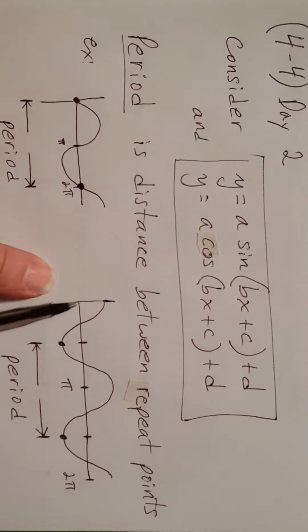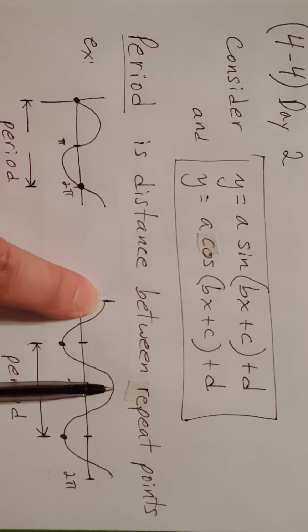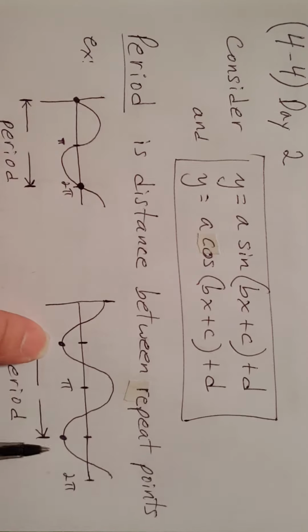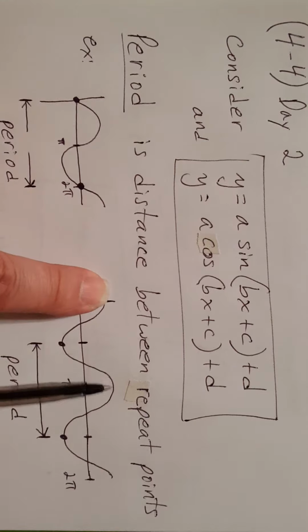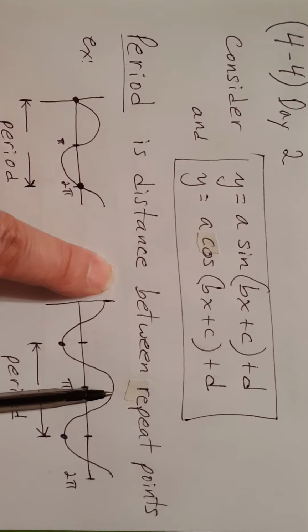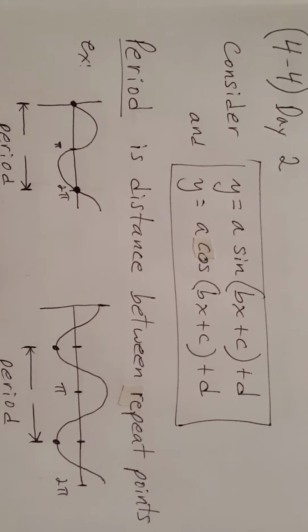Over here, if you look, I changed my scale. It starts repeating right here. We start here and go to here, or here and here. So the question is, how long is that length? It's not 2 pi now. Now it's pi. Okay, so the period is the distance between the repeat points.